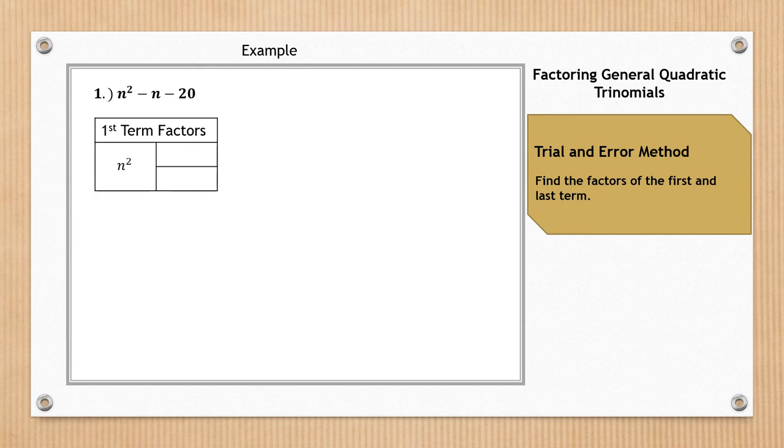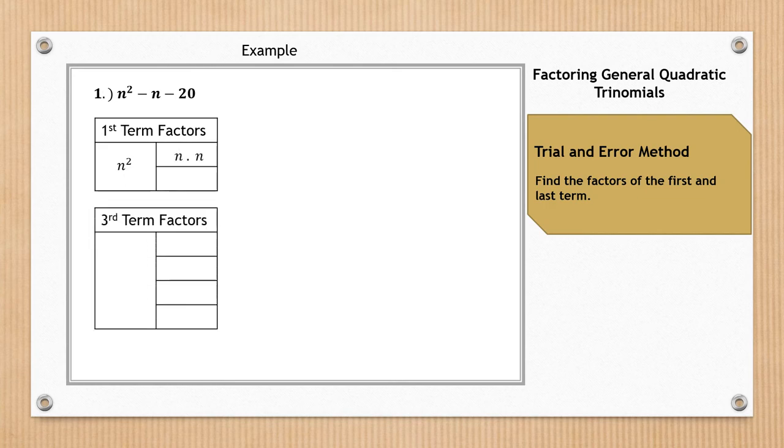Okay, so factors of the first term, n squared, so you have n times n. Next, write down all the factors of the last term or the third term, that is 20. So you have 20 times 1, you have 5 times 4, and you have 10 times 2. Again, you write down kung saan natin nilalagay yung factors natin.